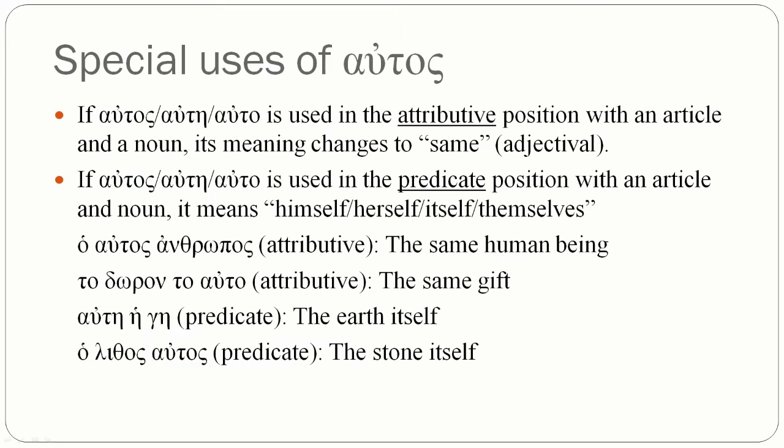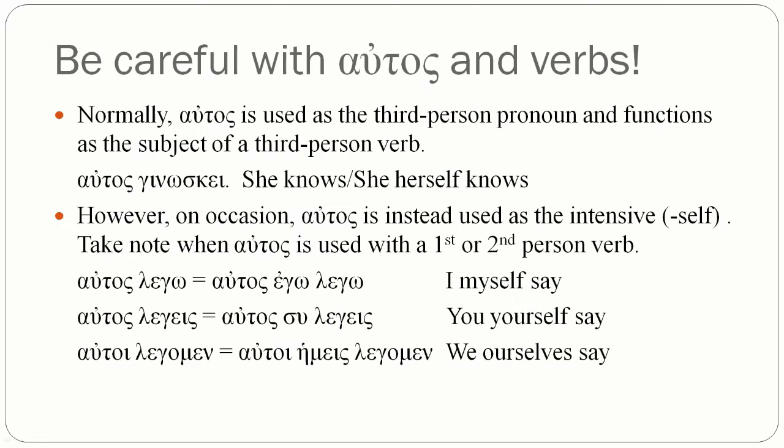Okay, do you see how this works? Attributive position means the same, the same whatever this is, the same gift. If it is predicate, it is intensifying this, and it means self, the earth itself. All right, special uses of autos. These aren't super common. The attributive same autos is used a bit more, but the predicate autos does appear once in a while, and it's important to know.